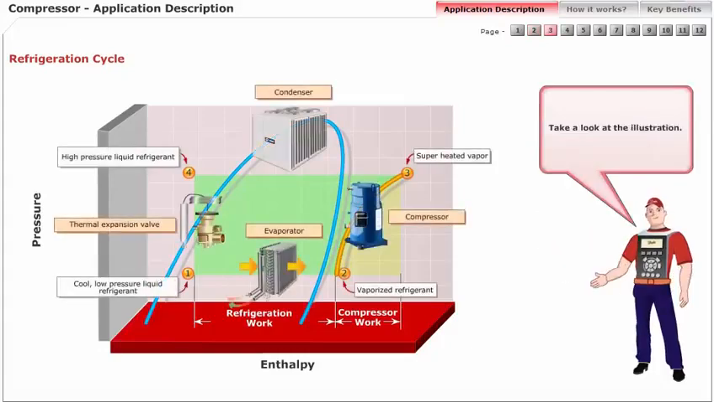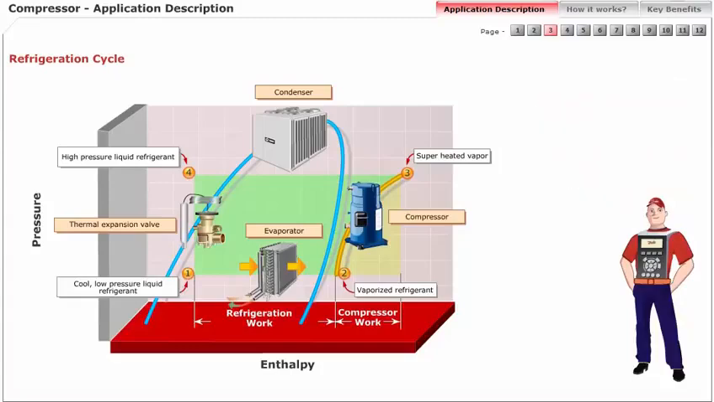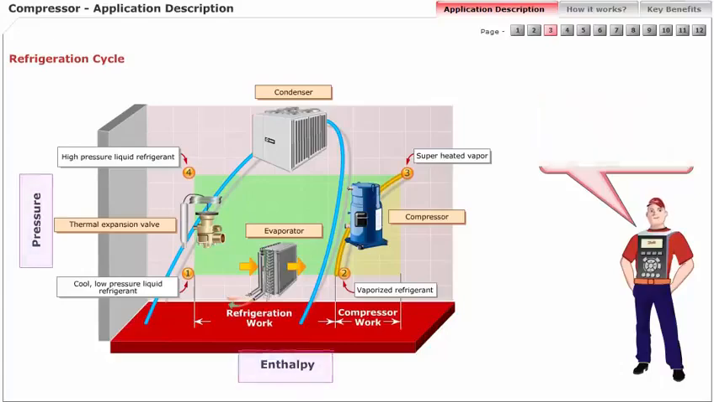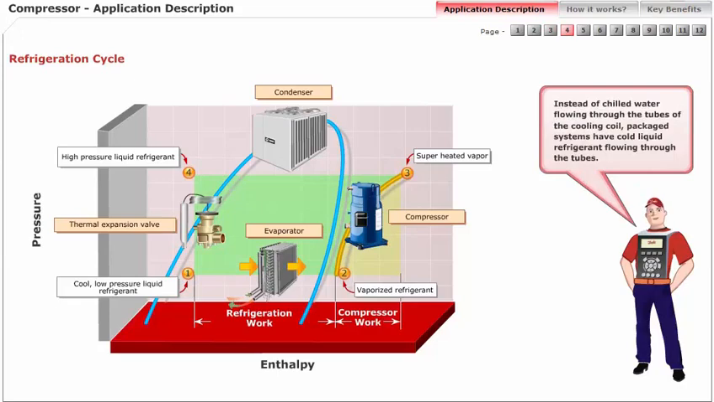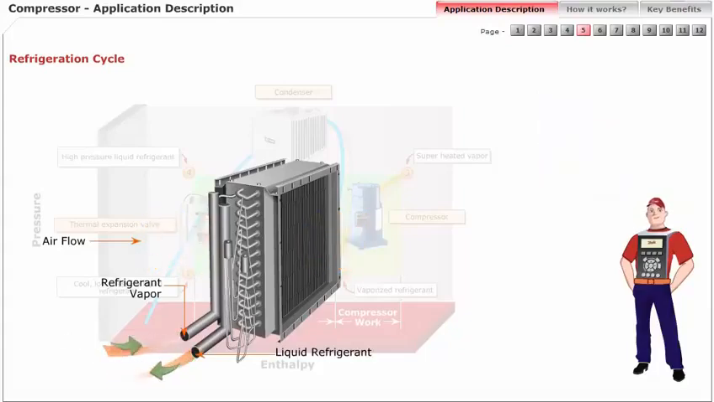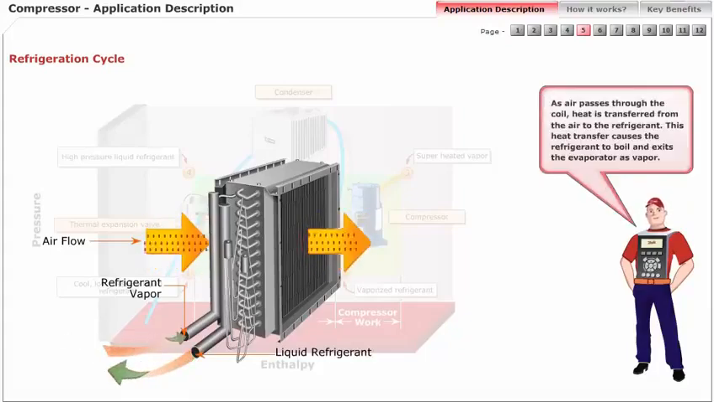Take a look at the illustration. It relates the typical refrigeration components to the pressure enthalpy diagram for a refrigeration cycle. Instead of chilled water flowing through the tubes of the cooling coil, packaged systems have cold liquid refrigerant flowing through the tubes. In this case, the fin tube cooling coil is the evaporator or direct expansion cooling coil of the refrigeration loop. As air passes through the coil, heat is transferred from the air to the refrigerant.